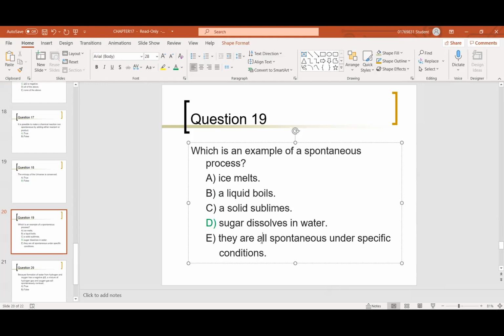Yeah, by the surroundings. That's fair. That would make sense. They all are, because under these conditions, if you put it in very hot conditions, it wants to be more disordered. Yeah, that makes a lot of sense.